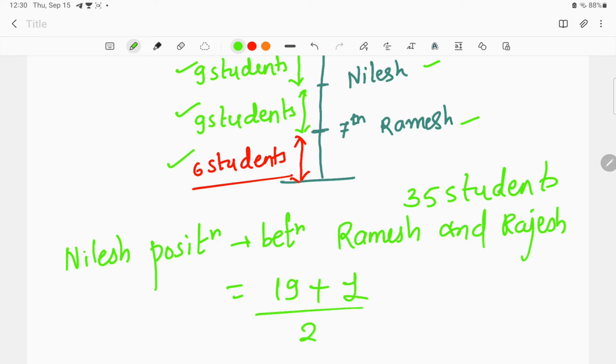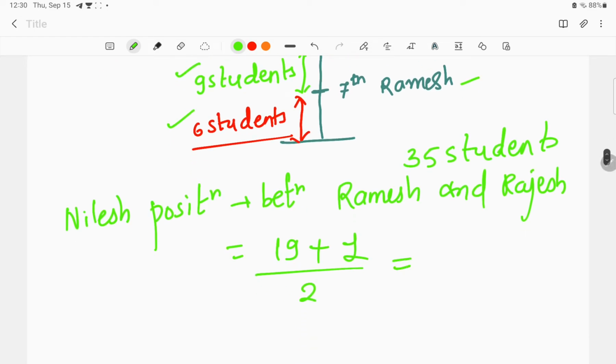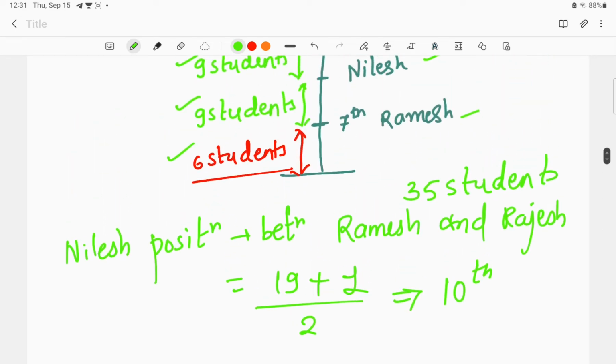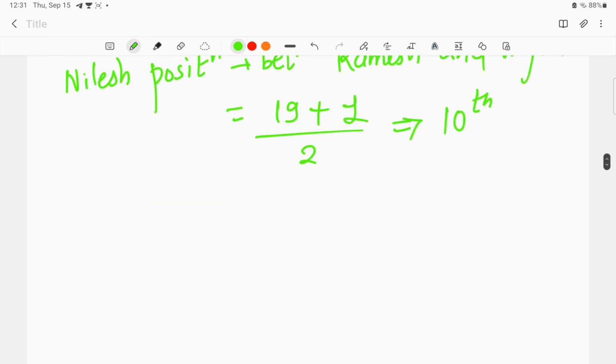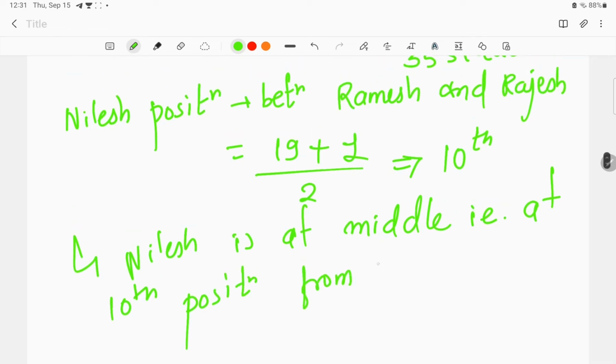Why have we divided it by 2? Basically, there are Rajesh and Ramesh, that is 2 people in between them, right? So basically, 19 plus 1 divided by 2. This will be 10th. So hence, Nilesh is at the middle, that is at the 10th position from the Ramesh, or we can also calculate it from the Rajesh. So basically, Nilesh is at middle, that is at the 10th position. He is at the 10th position from whom? From Ramesh.